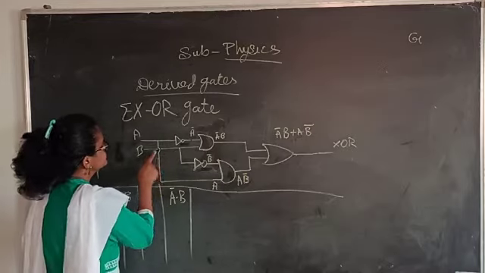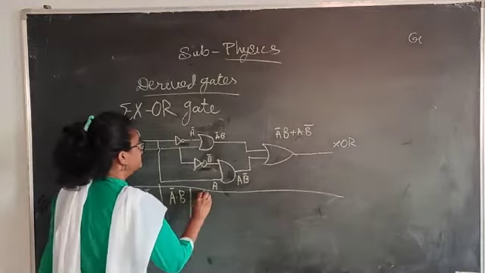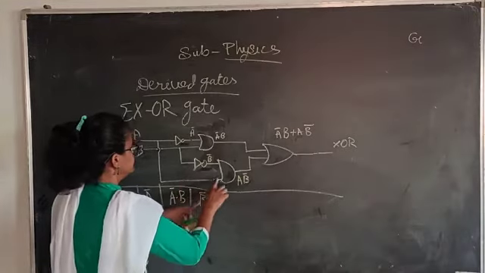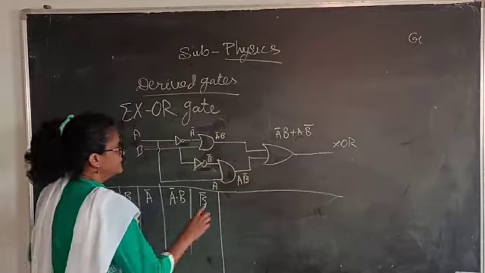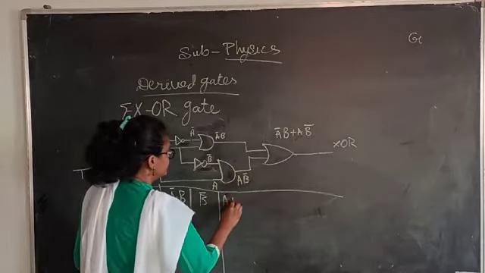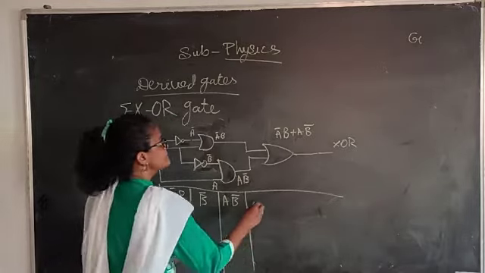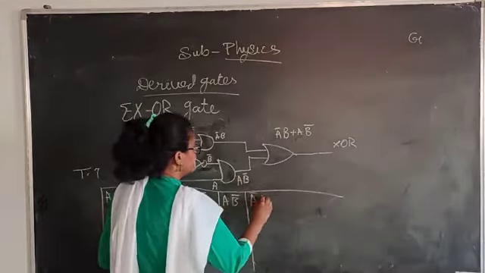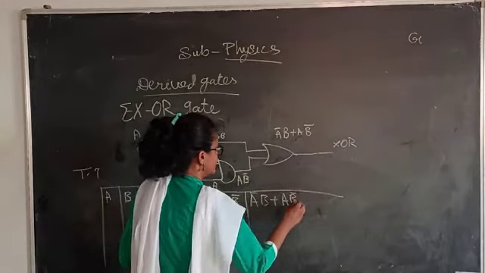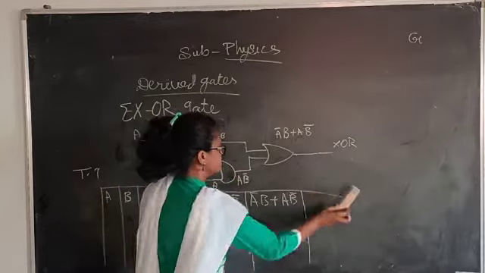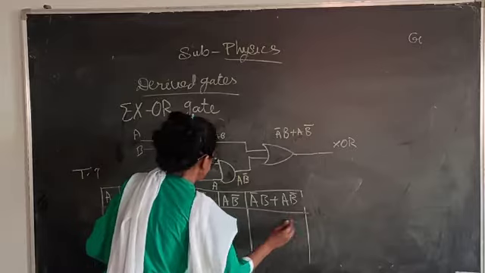Then further, we'll go with this. This is B bar, and here you have A. So further, A dot B bar. And the final term is A bar B plus A B bar. This will give you the output. So let us try to solve this.